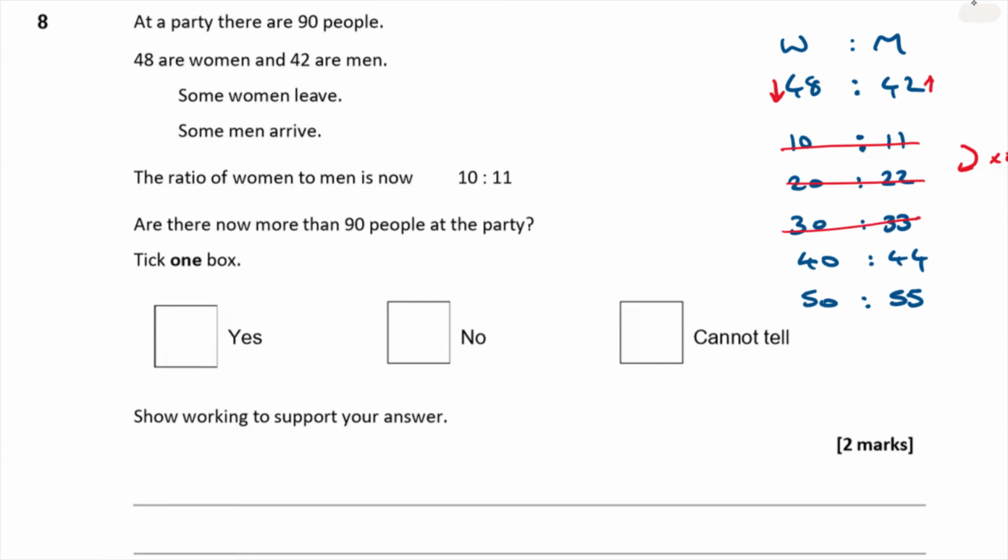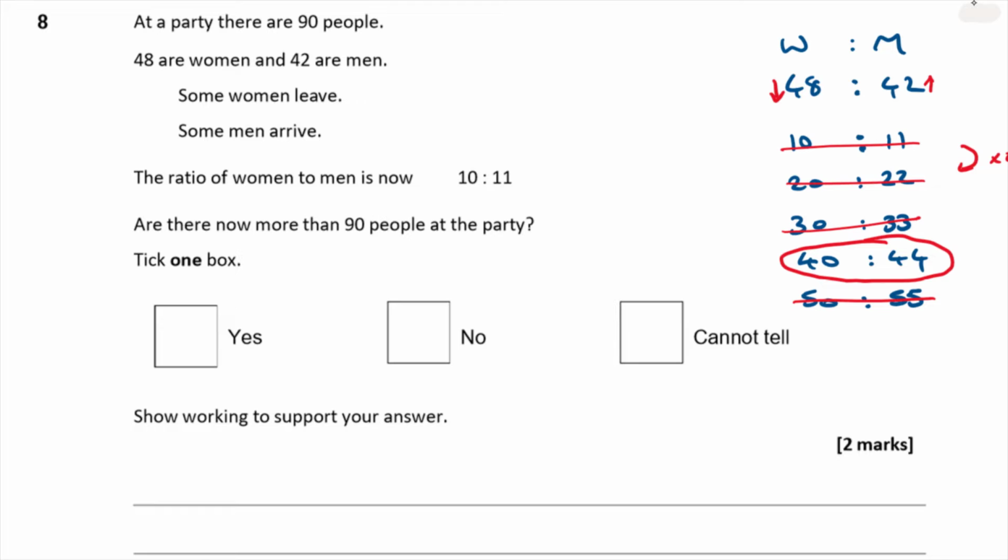30 to 33 doesn't work. This one does work though, isn't it? Because if 8 women left and 2 men arrived, then this one could work. It could be 40 to 44. And then what about the other one, 50 to 55? That one doesn't work again, because then there are too many women. That means the number of women would have gone up rather than down. So there's only one possible scenario. It must be that there are 40 women and 44 men.